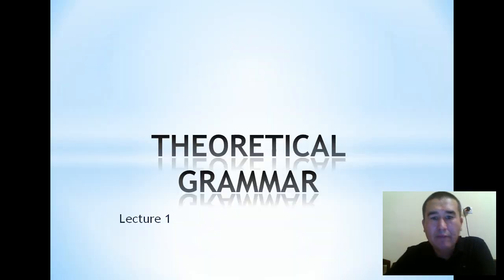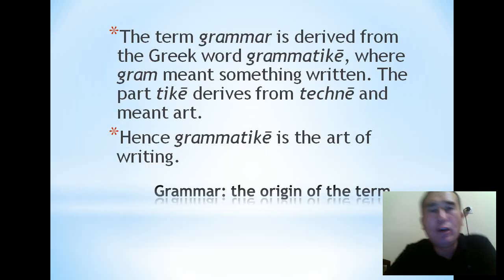So, theoretical grammar. What is theoretical and what is grammar? Theoretical means theory. It derived from the word theory. And grammar, it's grammar. It studies the structures of words, sentences, the rules of structures of language. So let's start. The term grammar is derived from the Greek word grammatike, where gram meant something written. The part tike derives from techne and meant art. Hence, grammatike is the art of writing.